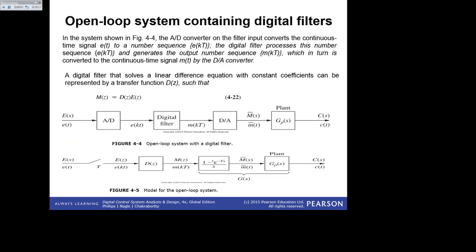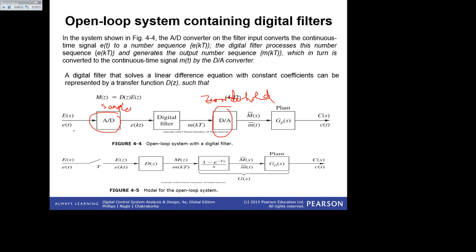Now, let's look at a complete system. In this system of figure 4.4, we have an analog to digital converter and a digital to analog converter. As I said in the previous class, the analog to digital converter is basically a sampler. And the digital to analog converter is basically the zero order hold. We all know the zero order hold.